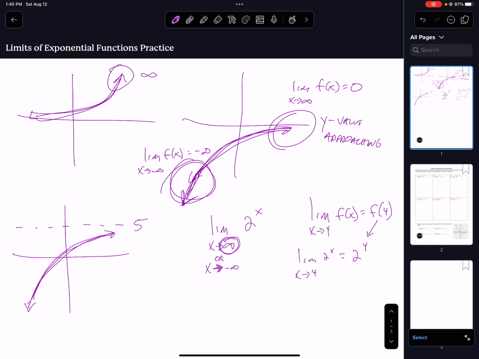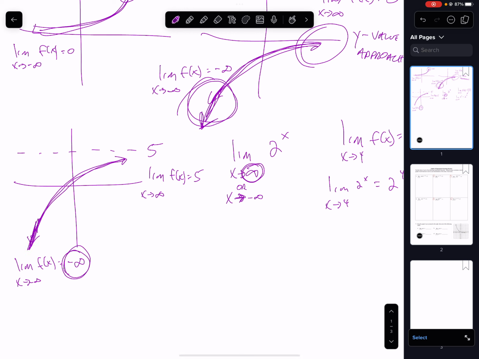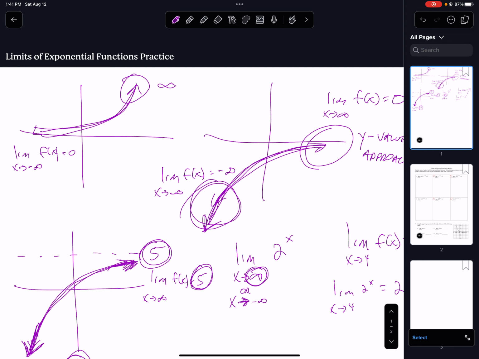And over here on the left side, that would be the limit as x approaches negative infinity of this function would be 0. This function here, the limit as x approaches infinity would be 5, and the limit as x approaches negative infinity, gotta put that function in there, would be negative infinity because it goes down forever. So remember, this right here is the y value that we're approaching, so we would go down to negative infinity. This is the y value we're approaching as we go all the way to the right, which means we'd be approaching that asymptote. Okay, and same for all of these.